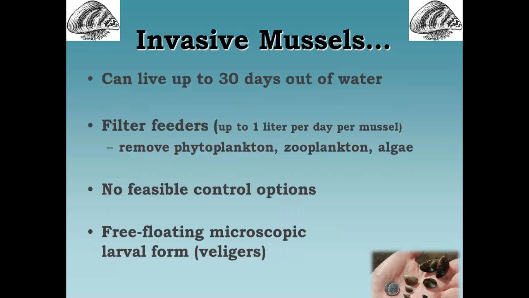And we're really concerned about the mussels because they can live up to 1 month out of the water. They're filter feeders. So really, the impacts go across the entire food chain because you're talking about removing the valuable nutrients in the water that pretty much feed everything down the food chain. There really are no feasible control options to date. There's a lot of research on biocontrol and chemical control, manual removal, but nothing is really working very well. So in this case, our best bet is really prevention.